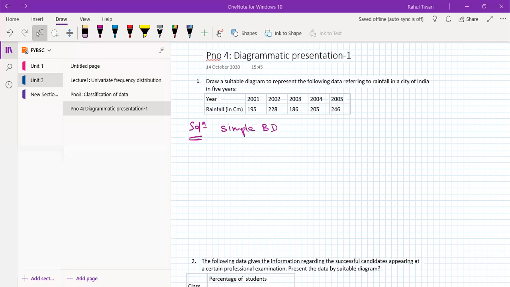So I hope you are able to see at least the chat box. Chat box आप देख सकते हैं.